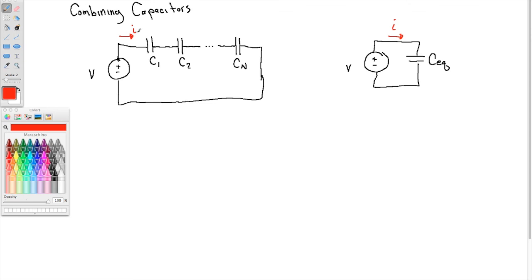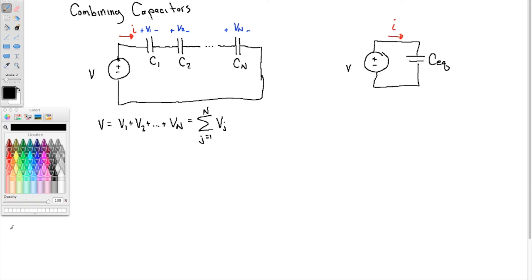And again, this time this current does not have a subscript. It does not depend on which capacitor it's going through, okay? Because it's a series circuit, they all have the same current. This time, the voltage could possibly be different. V1, V2, all the way to Vn. Now from Kirchhoff's voltage law, it must be true that V equals V1 plus V2 all the way to Vn, or more compactly, the sum from j equals 1 to N of Vj.